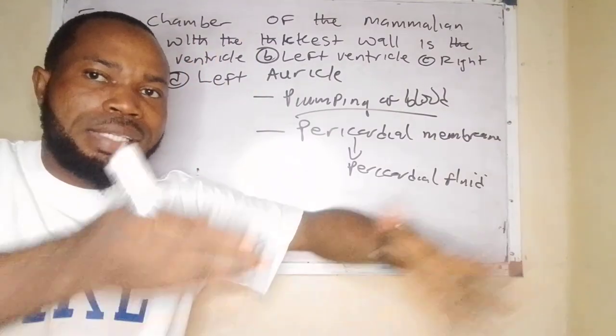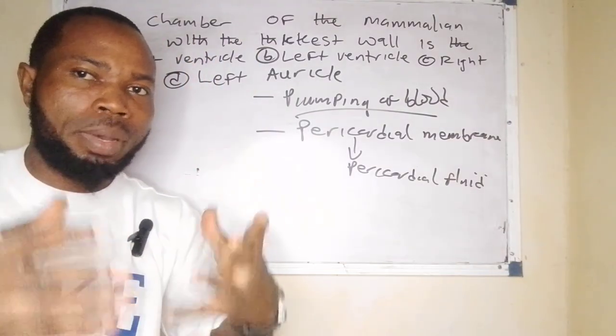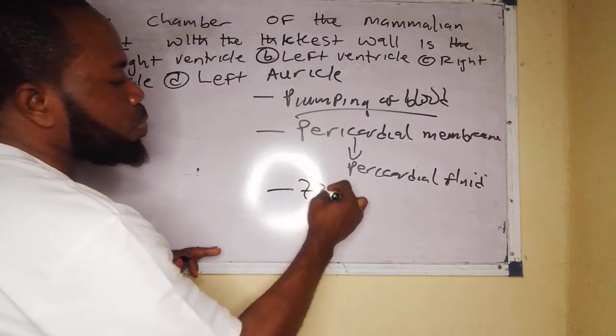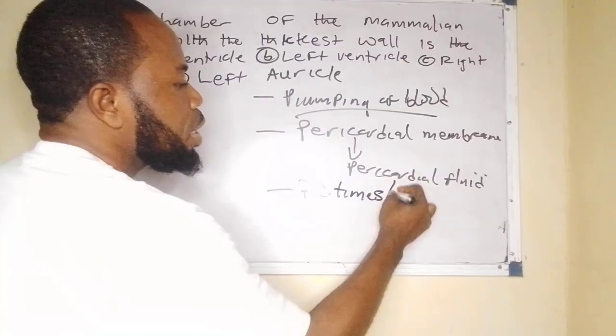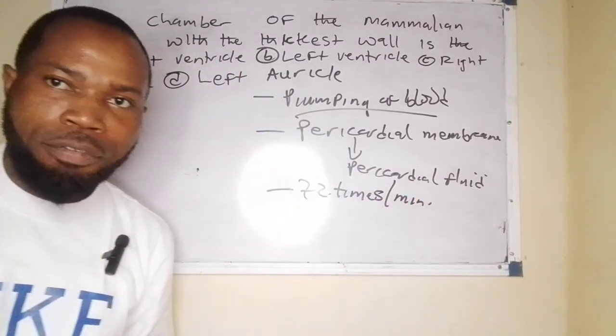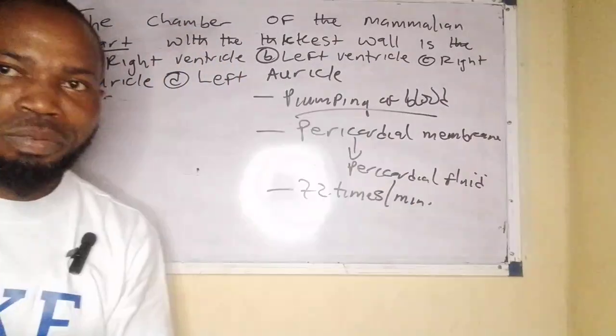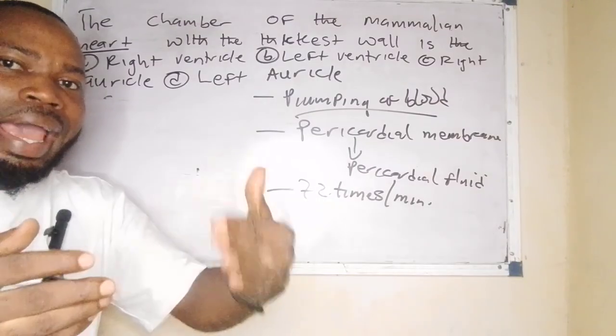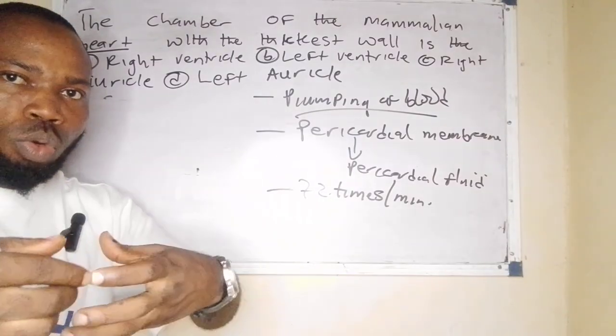Now, this pericardial fluid is very important because it has been asked in examinations before. The pericardial fluid acts as a shock absorber during heartbeat. Talking about the heartbeat, you must know that the heart beats 72 times in a minute, but on average, not when a dog is chasing you at night. So on average, not when there's a high adrenaline rush. When there's a high adrenaline rush, the heartbeat tends to increase.